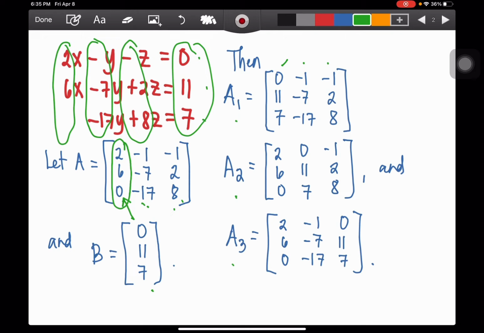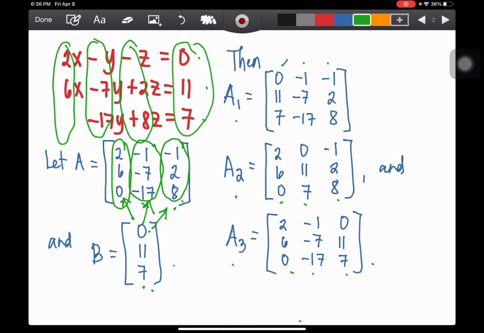Now, matrix A sub 2 is created by replacing the middle column by matrix B. Okay, so copy 2, 6, 0, then that becomes 0, 11, 17, then copy negative 1, 2, 8. And finally, matrix A sub 3 is created when you replace the third column by B. So copy 2, 6, 0, negative 1, negative 7, and negative 17, and then write down 0, 11, and 17.